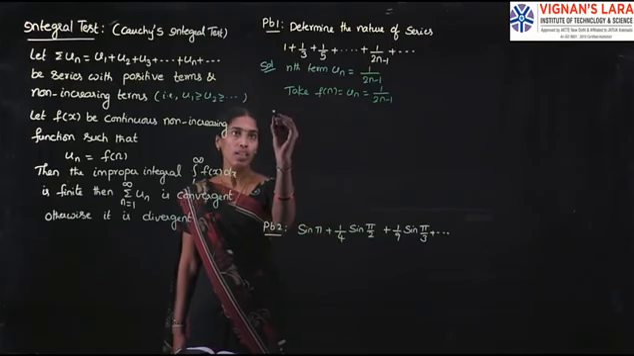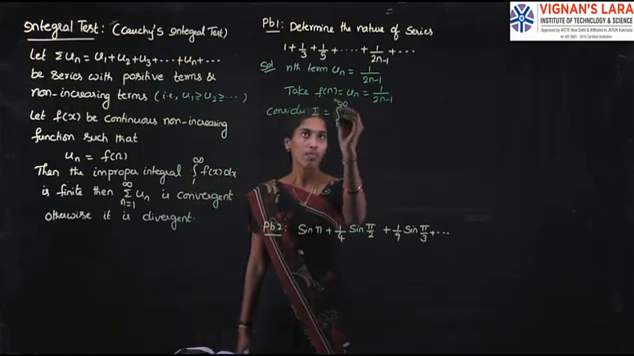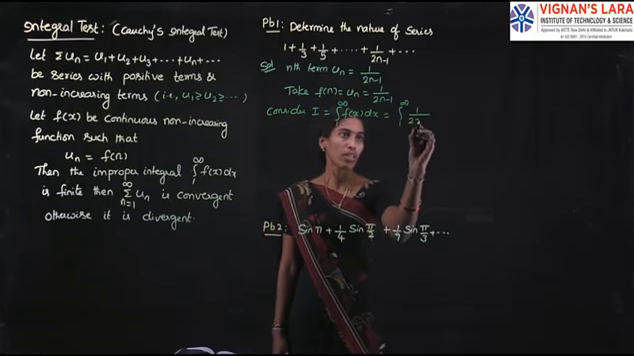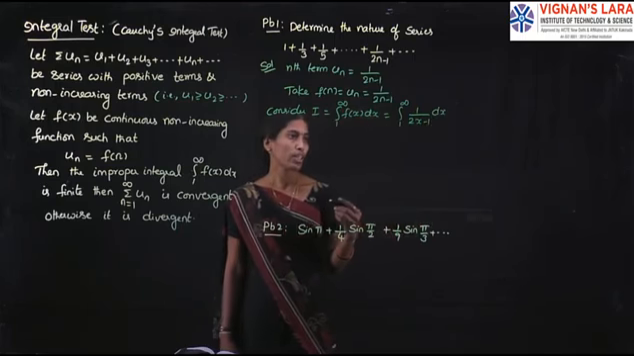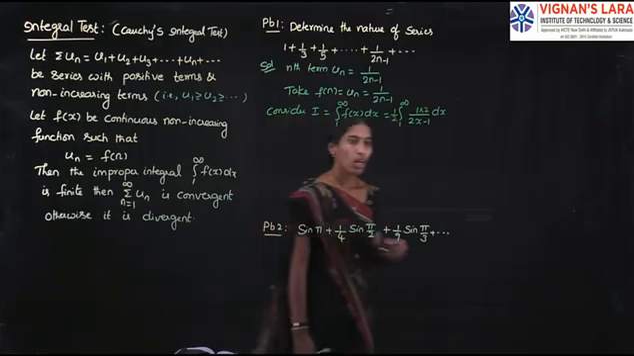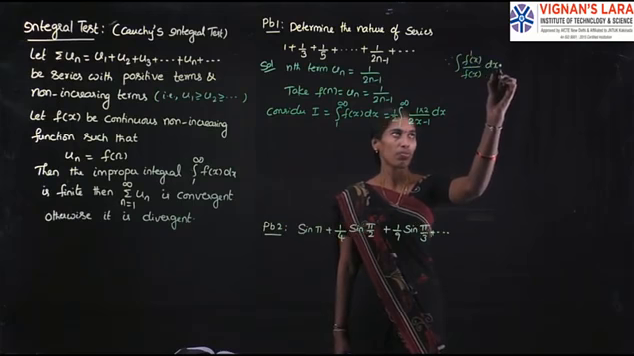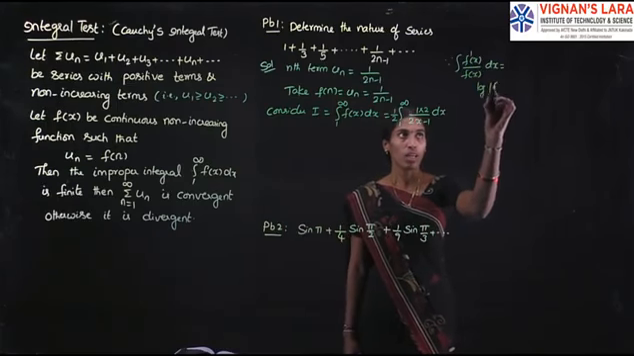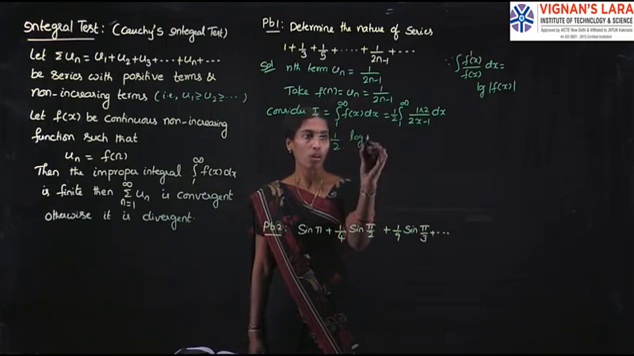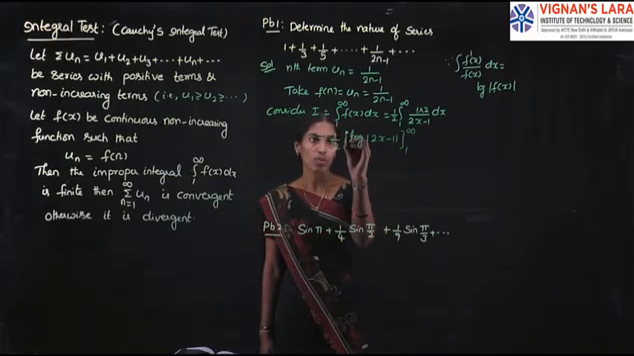Then consider the improper integral. Consider I is equal to integration 1 to infinity f of x dx. So what is f of x? 1 by 2x minus 1 dx. Right? You know how to integrate it. 1 by 2x minus 1, multiply by 2 and divide by 2. Now it is of the form integration f dash x by f of x dx is equal to log mod f of x. Right? So which is equal to half into log mod of 2x minus 1 within the limits 1 to infinity. Right? So now substitute the upper limit.